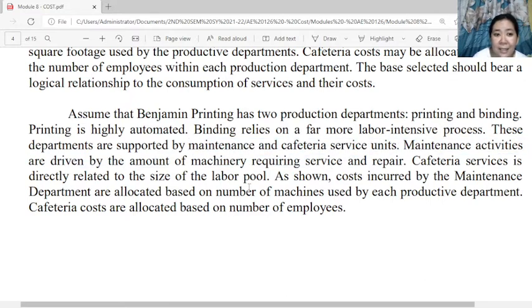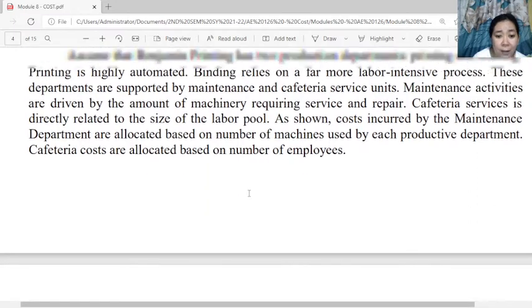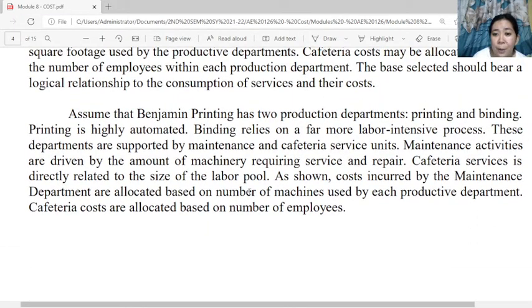The maintenance activities are driven by the amount of machinery that requires service and repair. While in cafeteria services, they are directly related to the size of the labor pool or the number of employees. So as shown, the cost incurred by the maintenance department will be allocated based on the number of machines used.